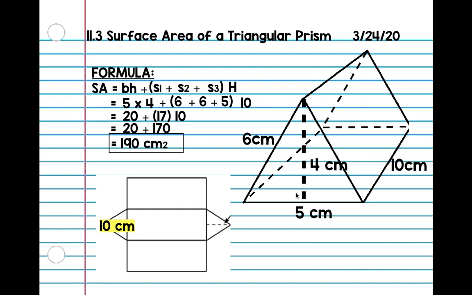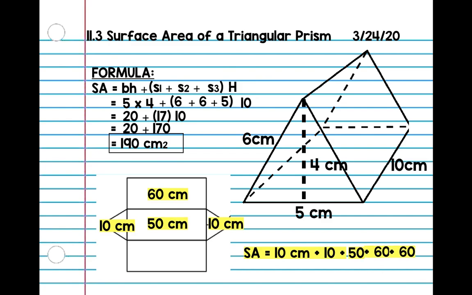We found the area of this because 5 times 4 is 20, divided by 2. We got 10 and 10. Next, let's do these. So I'm going to do 10 times 6, which is 60. Oh, let's do our base, sorry. 10 times 5, which is 50. Then we're going to do the two sides, which is 120. Let's add those together. So 10 plus 10 is 20, plus 50, that got 70. So 70 plus 120, we got 190. Same exact thing.